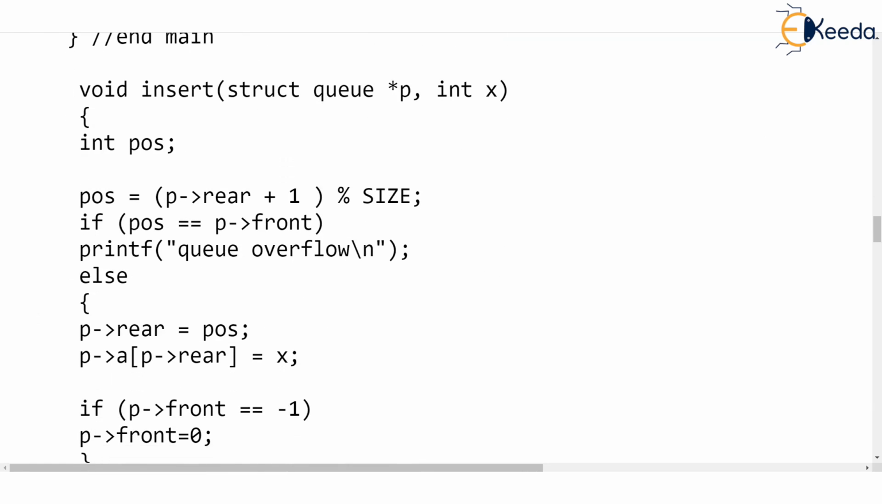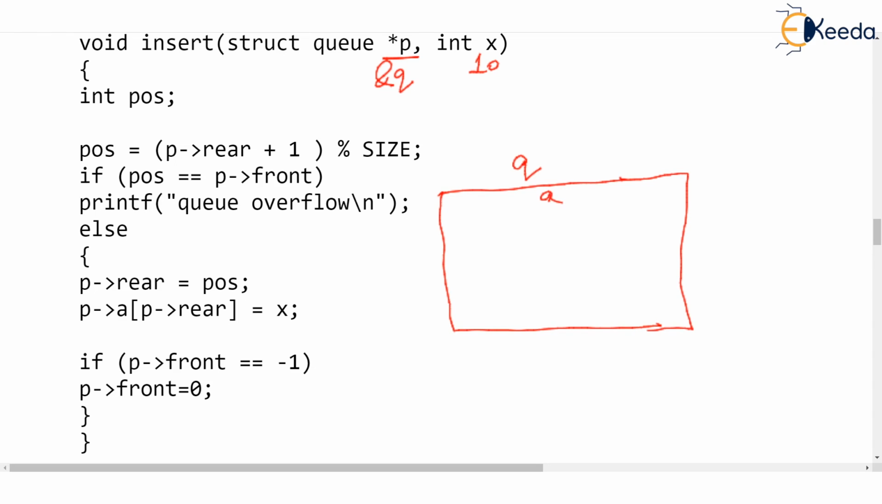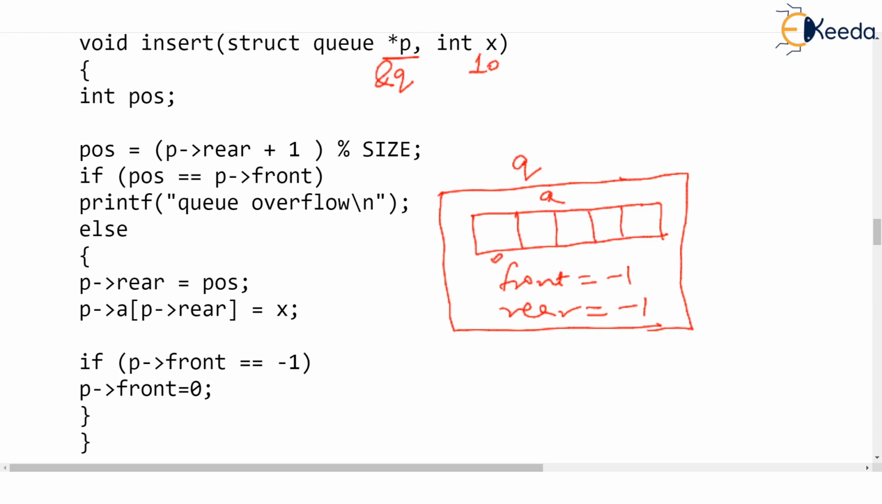Here is the insert function. And let's see how this insert runs. This P gets the address of the queue and X is 10. So here is the queue which has an array of size 5 and front. Recall, front is -1. Main did this. Main function also did rear equal to -1. So the queue is currently empty. Locations 0 to 4. Okay, let's run this insert.